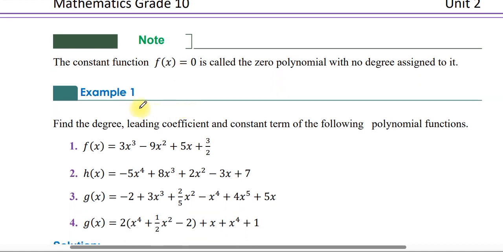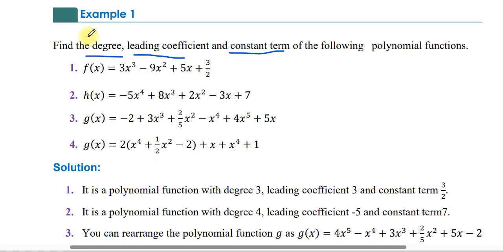Now let us look at an example. Find the degree, leading coefficient, and constant term of the following polynomial function. What we want is the degree, the leading coefficient, and the constant term. Four polynomial functions are given. So the first one: f of x equals 3x cubed minus 9x squared plus 5x plus 3 over 2.